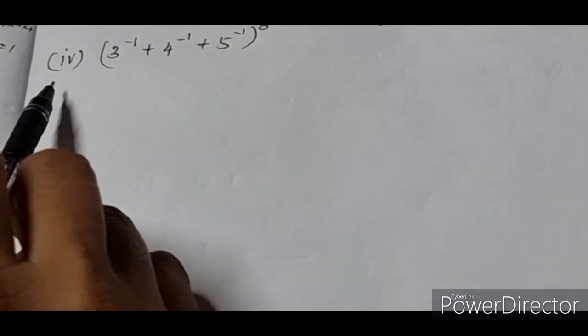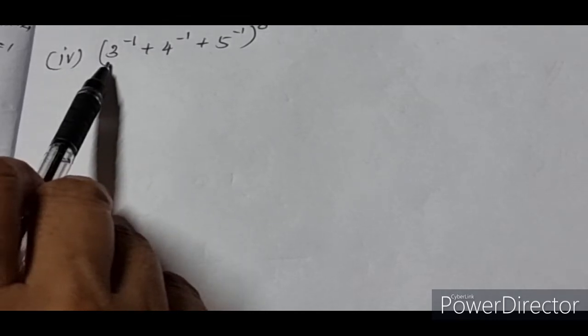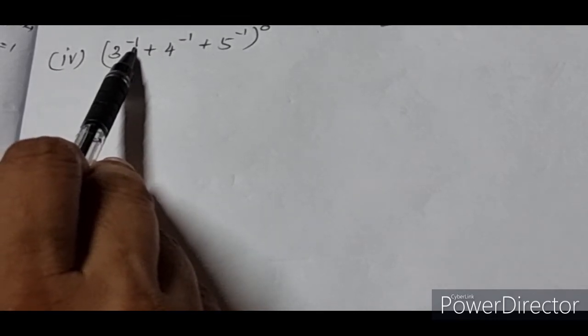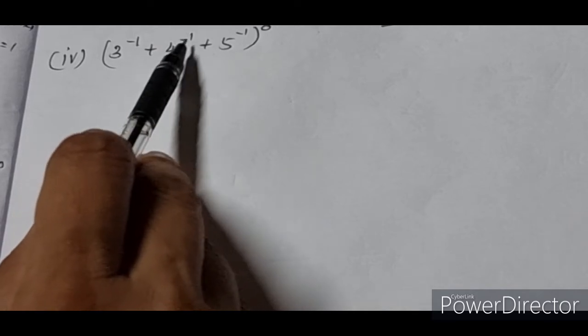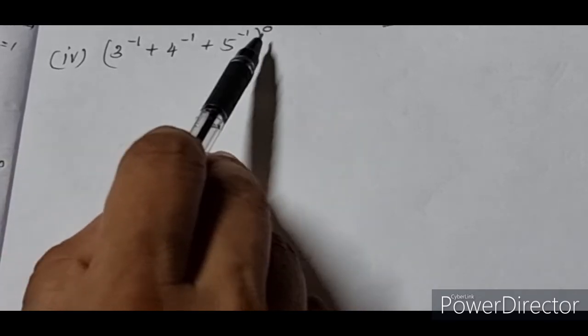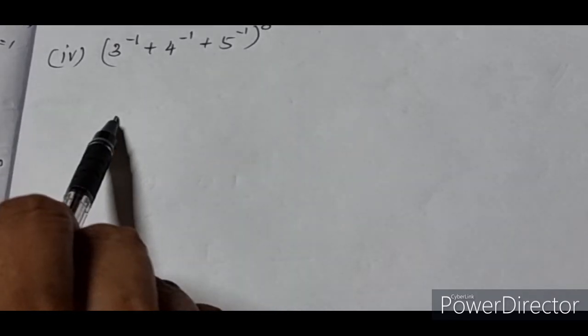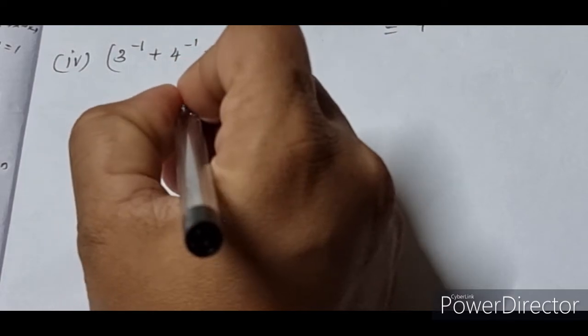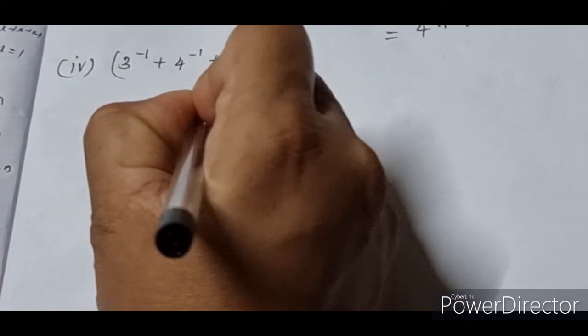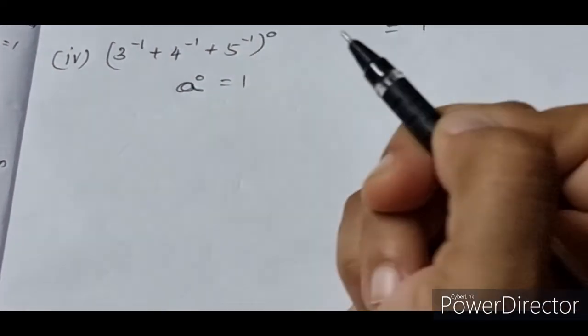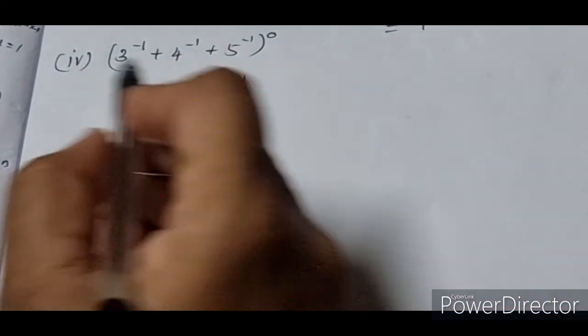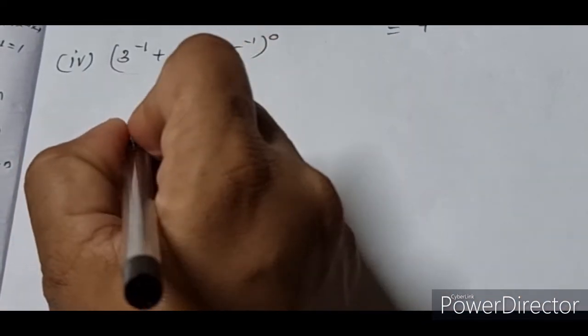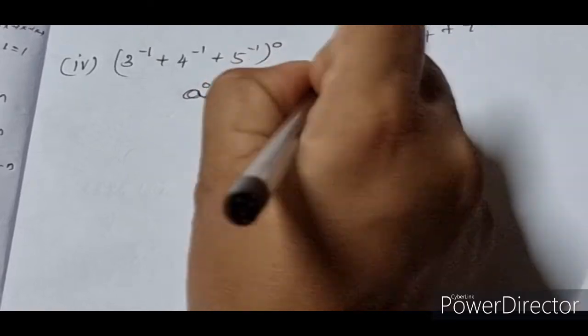Okay, let's move on to the next subdivision. Subdivision 4. 3 to the power of minus 1 plus 4 to the power of minus 1 plus 5 to the power of minus 1 to the whole power 0. So how do we write this? It's a very simple question. Any number to the power 0 is equal to 1. We know that, right? So this is nothing but 1. Okay, that's the answer.